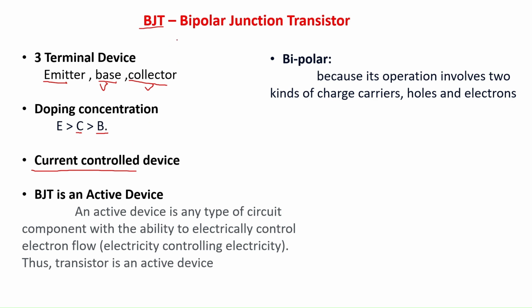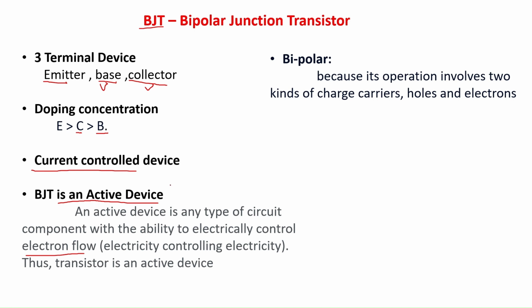BJT is an active device. There are two types of devices called active devices and passive devices. Generally, resistors come under passive devices and BJT transistors come under active devices because the electron flow in the circuit is controlled electrically. In a transistor, the electron flow in a circuit is controlled electrically. Therefore, BJT is an active device.